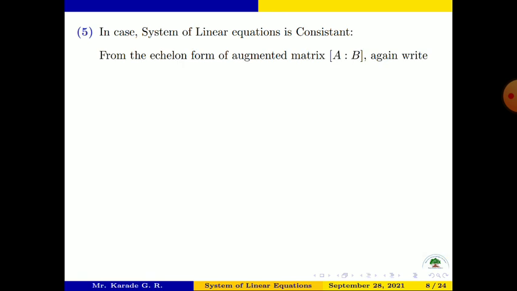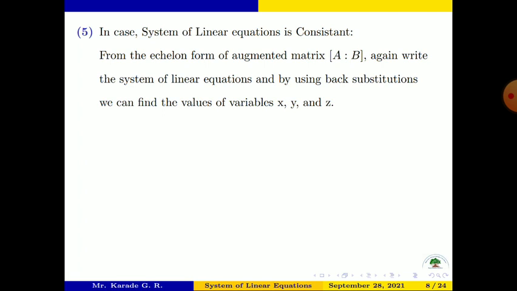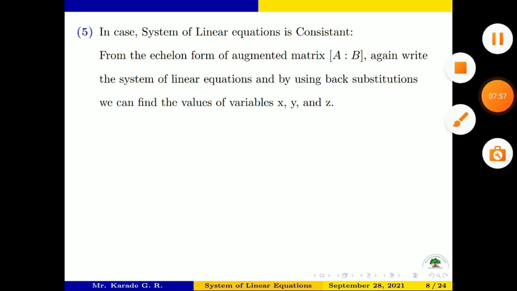So these are the first four steps. Now in the fifth step, in case the system of linear equations is consistent, from the echelon form of the augmented matrix [A | B] we again write the system of linear equations, and by using the back substitution method we can find the values of the variables x, y and z, and thus we can obtain the solution of the given system of linear equations.